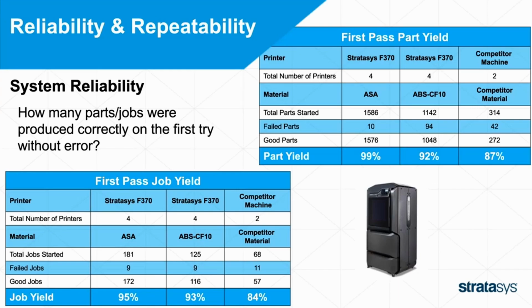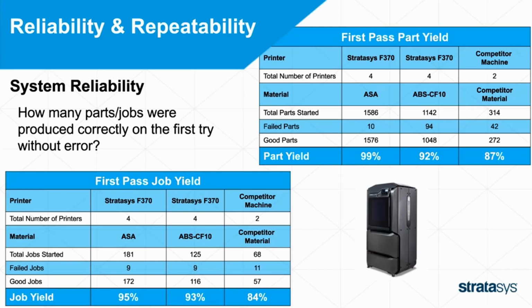So this is looking at how parts and jobs are produced correctly on the first try. Any system error that caused the build to stop was considered a failed job. Any part that finished and was deemed acceptable part quality was considered a good part. If some of the parts finished on a failed job, they were considered good parts. The first pass yield is the percentage of parts produced correctly on the first try versus the number of parts and jobs that were started. So I was looking at how many parts are made correctly without a system error.